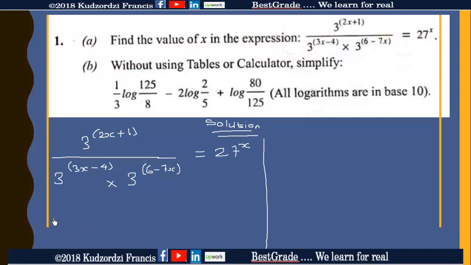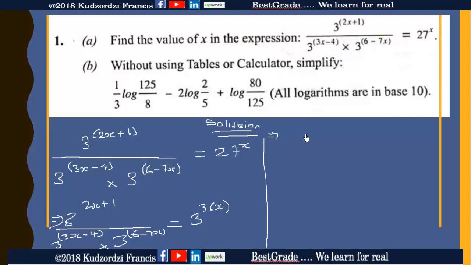So we have 3 raised to the power 2x plus 1 all over 3 to the power 3x minus 4 times 3 to the power 6 minus 7x is equal to 3 to the power 3 will give us 27, and there's already an x over there, so we are applying the laws of indices.